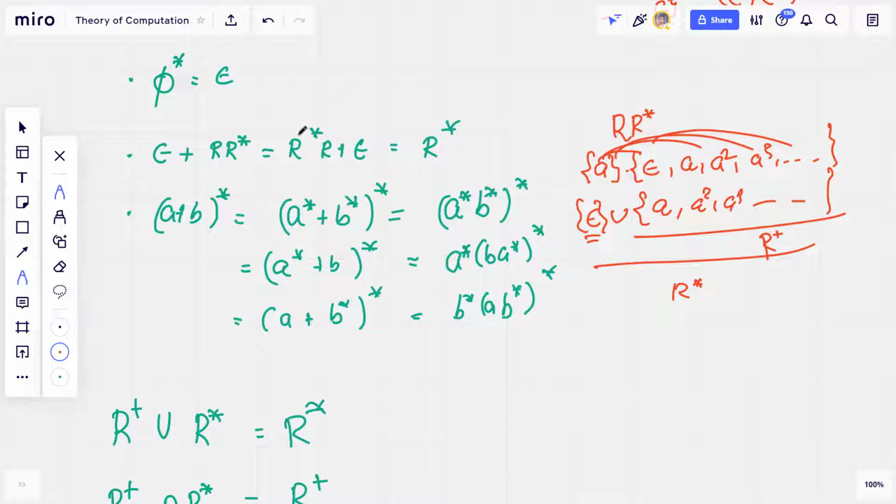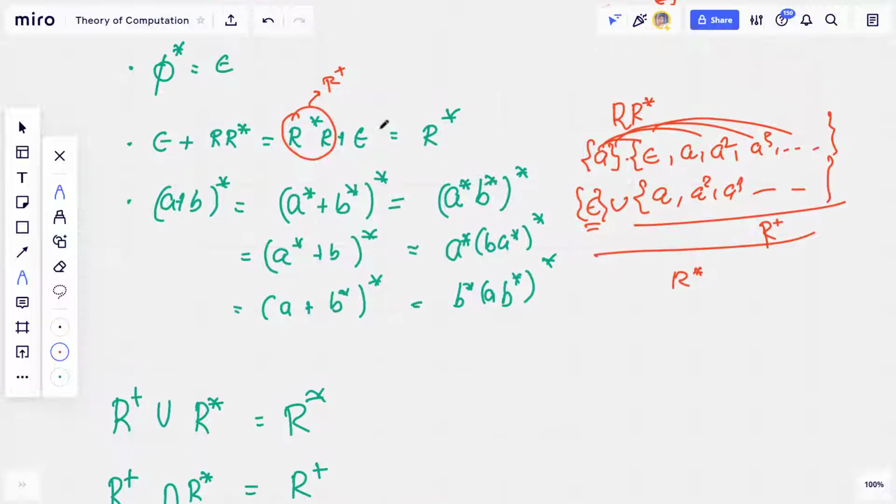So that's, I guess, the proof. This is actually r plus. That's what I'm saying. In r plus, epsilon is not present, right? Because it actually starts with string length 1. But if I just add that epsilon, of course I'll get a string of length 0, which is actually epsilon itself.